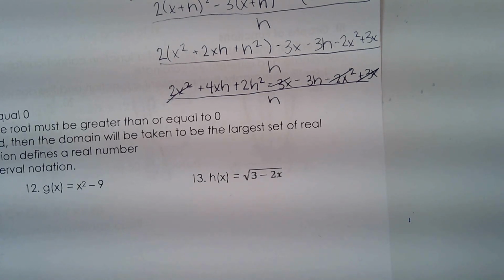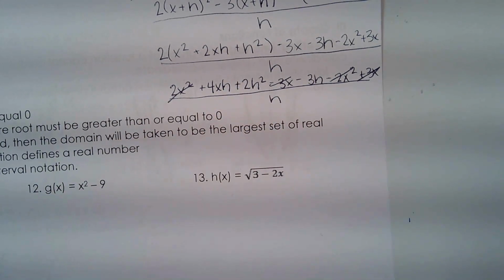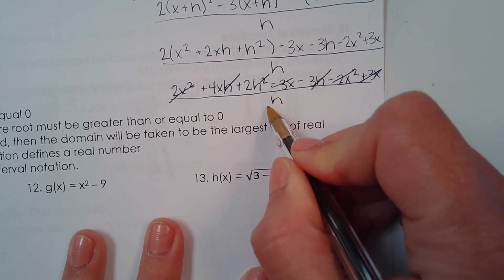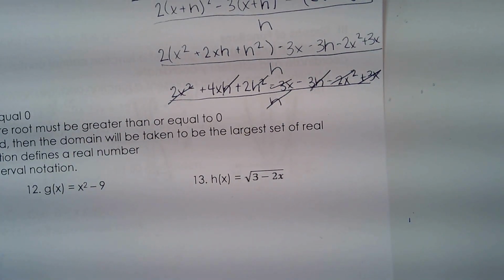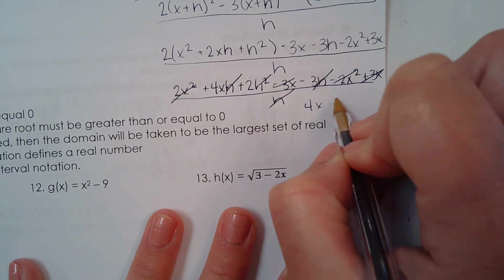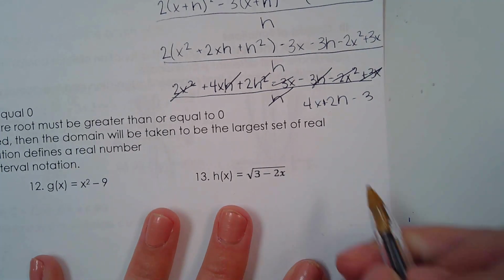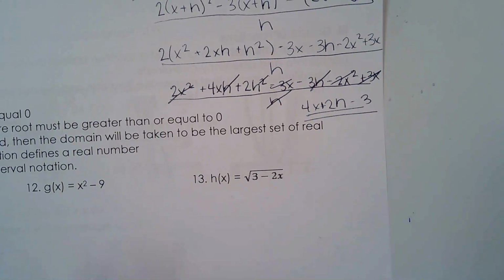So what else could we do? Divide all the h's off. Does that make any sense? Like you could factor out h from the top, or we can just mark out this h, mark out one of those h's, mark out this h, and get rid of that guy. So you're left with 4x plus 2h minus 3, or plus 2h right there. That would be your final answer.